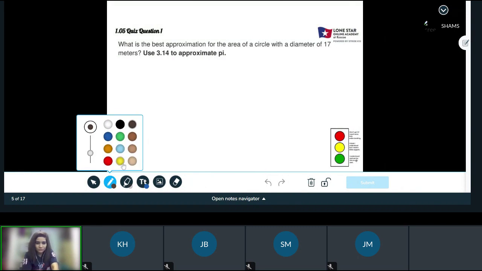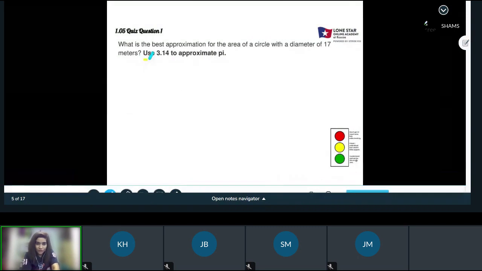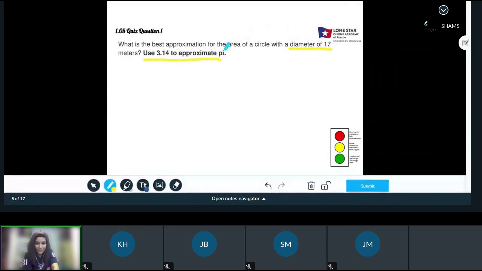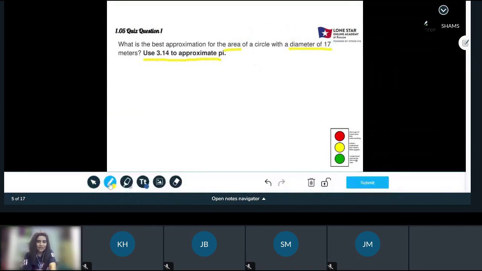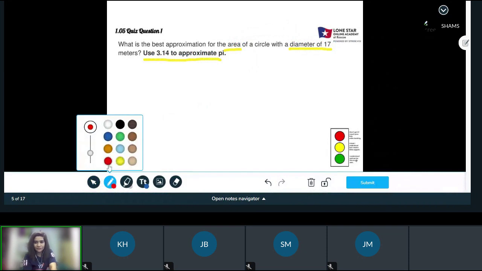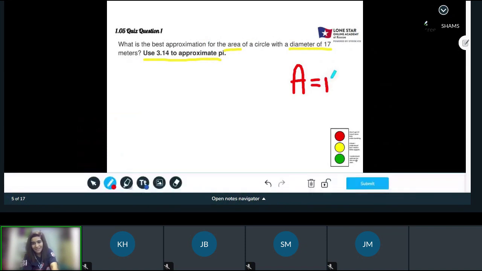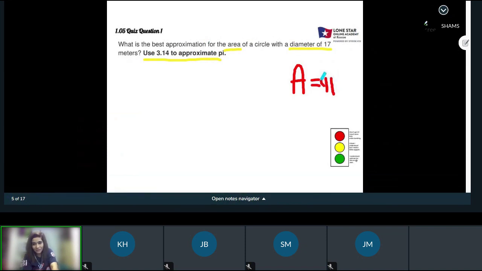In this one, again, use 3.14 for pi. Diameter is 17. You want to find area. And the formula for finding area of a circle, you have to know this formula. You cannot do the quiz if you don't know the formula. A equals pi times r squared. I will sketch out a quick circle.